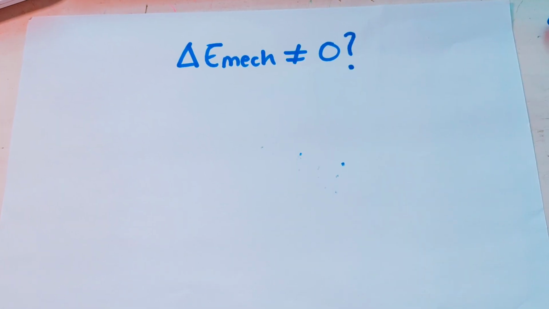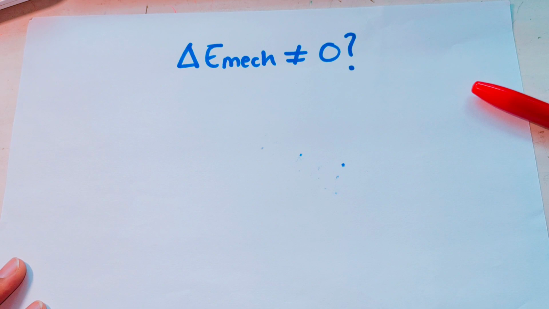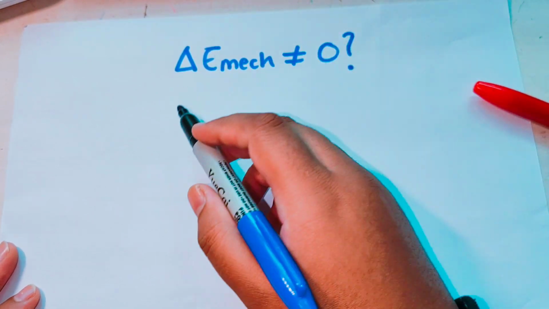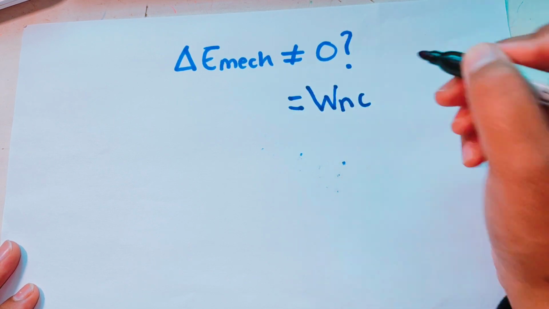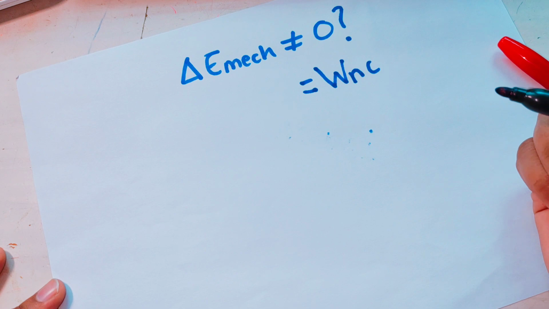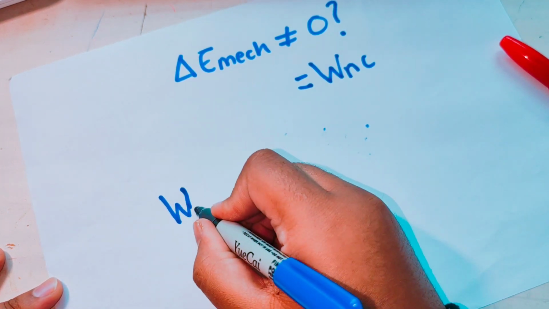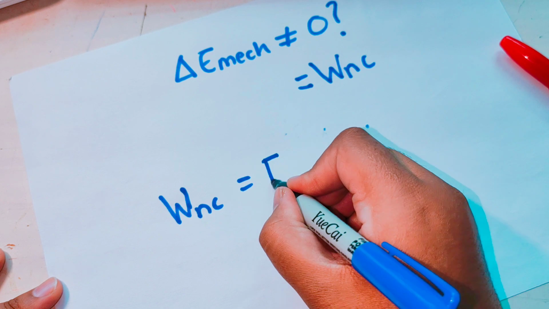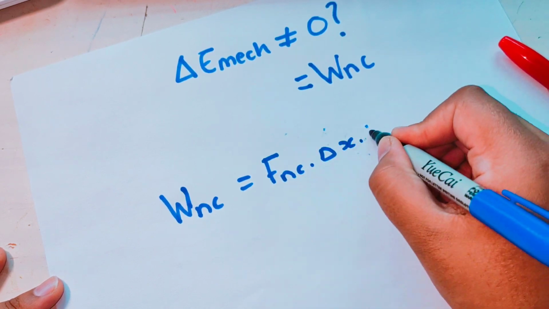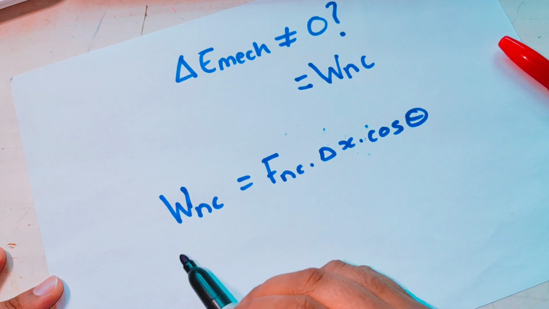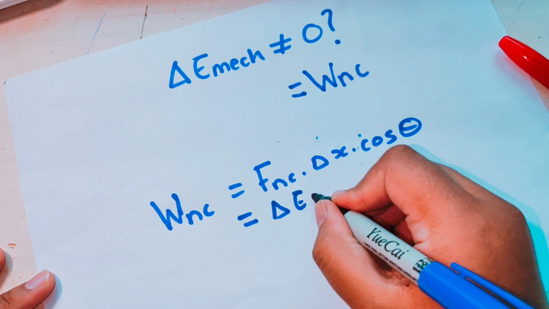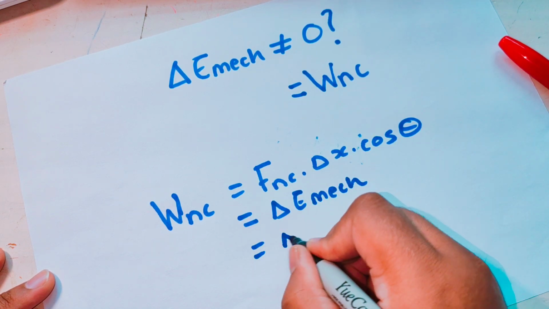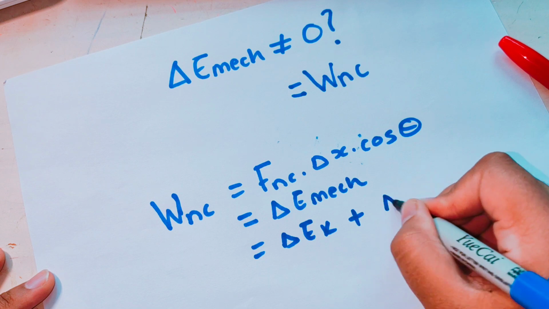So let's get back to this question. If the change in mechanical energy is not equal to zero, what is it equal to? Based on our previous conversation, we can conclude that the change in mechanical energy will be caused by the work done by non-conservative forces. And that's how we get that second equation for non-conservative forces. That W_NC is equal to F_NC delta x cos theta. Now we understand that the work done by non-conservative forces is also equal to delta E mech, which means that it is equal to the change in kinetic energy plus the change in potential energy.